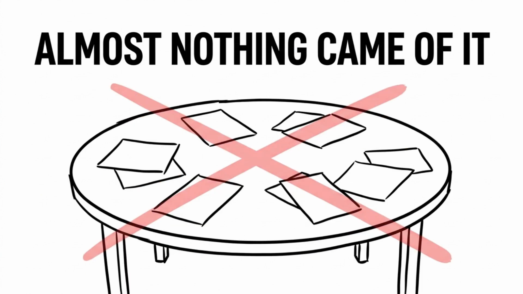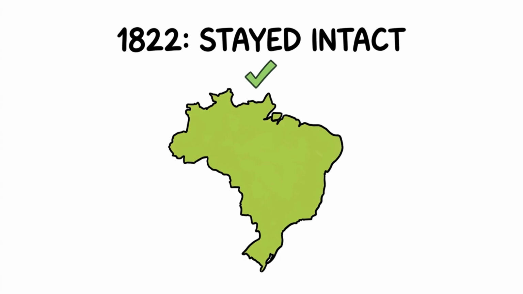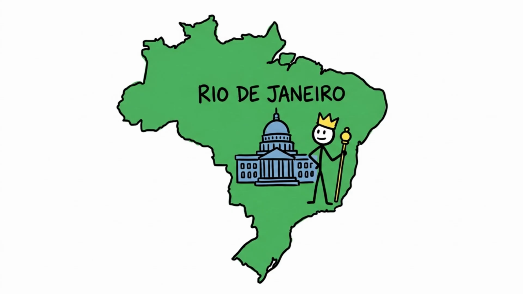Compare this to what happened in Brazil, and the picture becomes even stranger. Brazil, a Portuguese colony rather than a Spanish one, stayed remarkably intact after independence in 1822. Why? Because Portugal governed Brazil differently. Rather than dividing it into competing administrative zones, the way Spain divided its territories, the Portuguese royal family actually relocated to Brazil in 1808, fleeing Napoleon, and ruled the colony as a single unified kingdom from Rio de Janeiro.